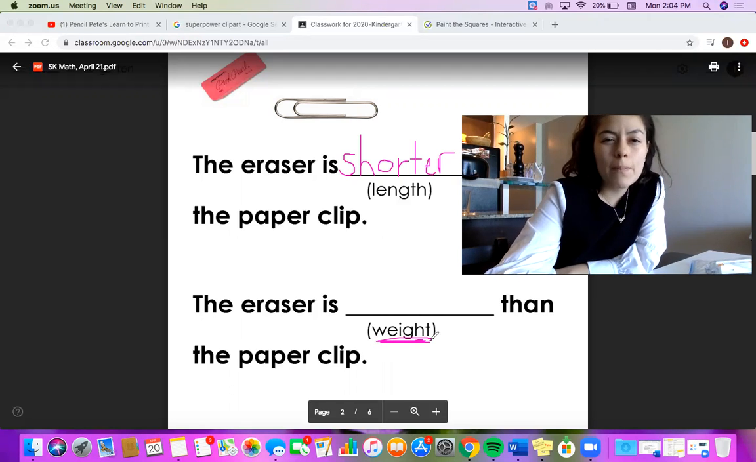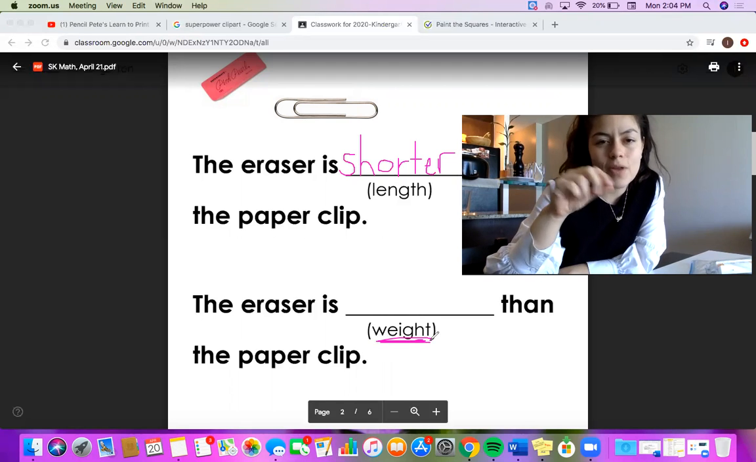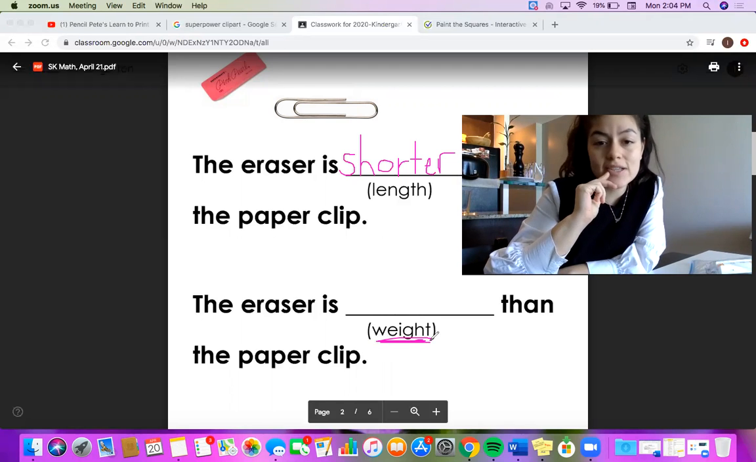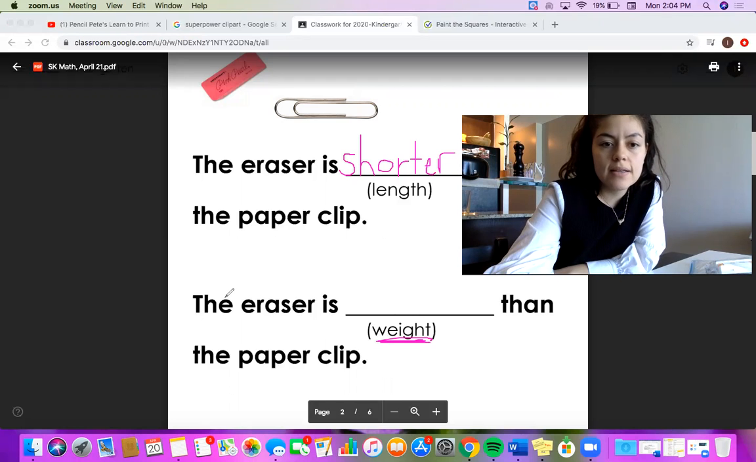Now, when I think about a paperclip, it's pretty small, not made of much. An eraser can be pretty dense and heavy. So I think that the eraser is heavier. So I would fill in my sentence by writing heavier. The eraser is heavier.